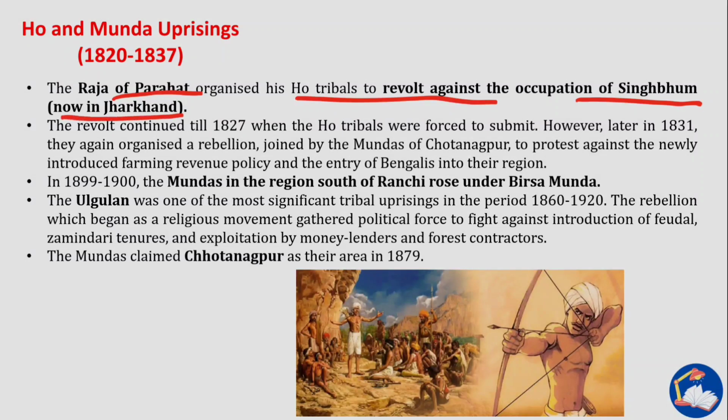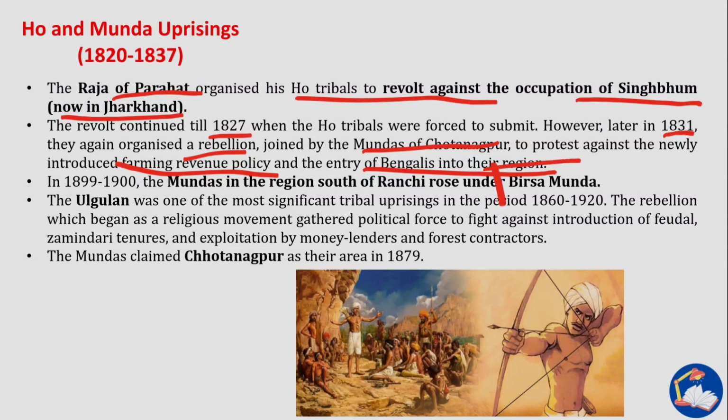The revolt continued till 1827, when the Ho tribals were forced to submit. However, later in 1831, they again organized a rebellion, joined by the Mundas of Chota Nagpur. Mundas were people who called Chota Nagpur their homeland. They also protested against the newly introduced farming revenue policy and the entry of Bengalis into their region. The Mundas in the region south of Ranchi rose.